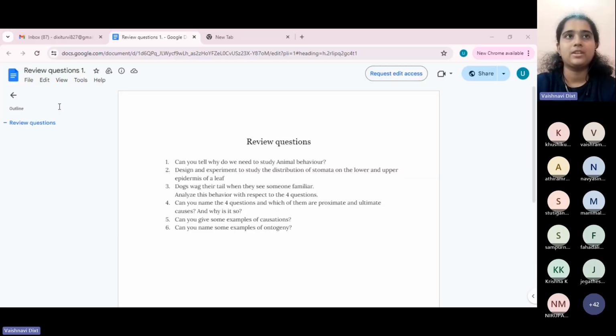to have endangered species and protect them for industrial purposes? Yes, correct. Now let us go to the next question. Design an experiment to study the distribution of stomata on the lower and upper epidermis of the leaf. I know you guys are very good at designing experiments, so I expect an answer for this.